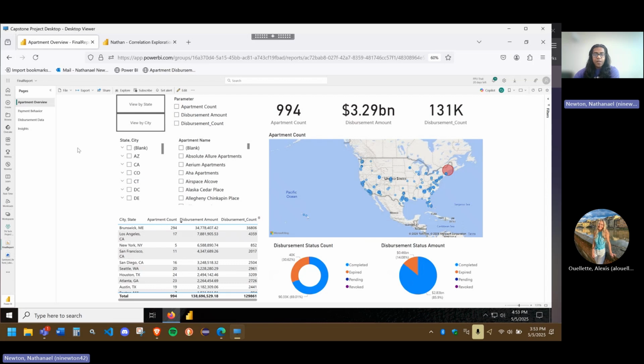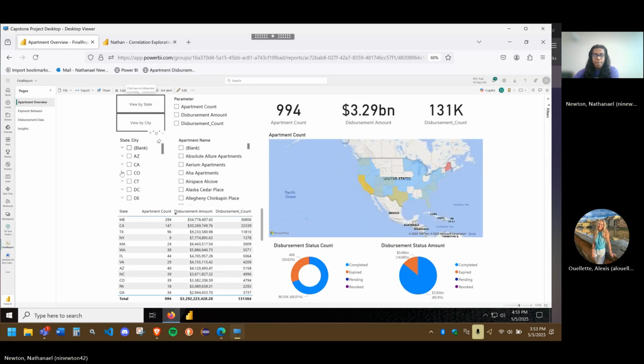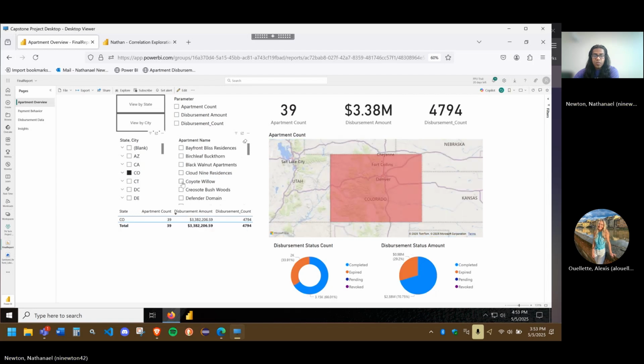This is Nathaniel, and this page is an apartment overview, which serves as a homepage. You can see up here all the information about the apartments is pretty general. View them by city or by state. You can also break it down and select certain states and certain apartments within those states.